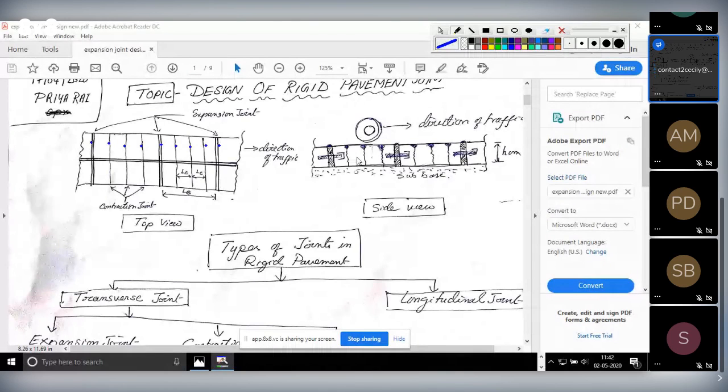See here, it is fully cut to its depth. This pavement is to be cut throughout its depth. Whereas these are the contraction joints. Now why are these expansion joints required? See here, this contraction joint, if we see from the side view, it looks like this.